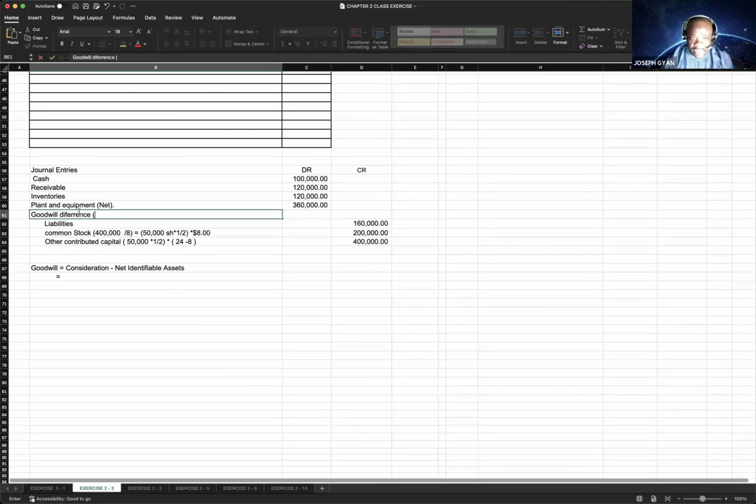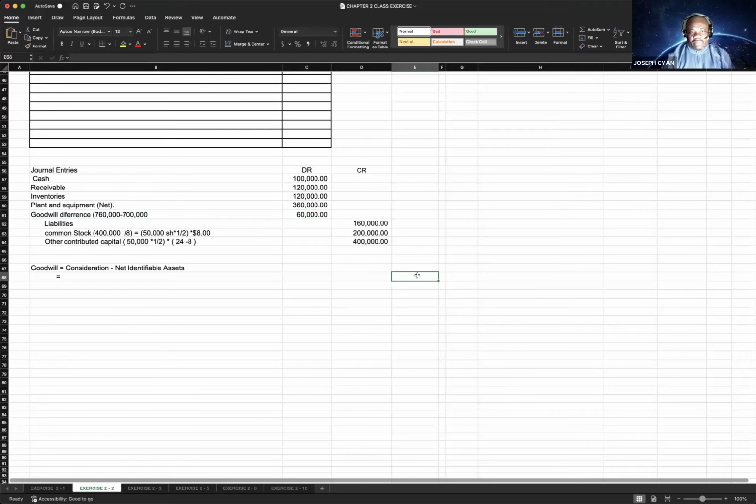So you guys said 770. No, it's 700,000 for the debit side, and the credit side is 760,000. So the difference is the goodwill. The 60,000 is the goodwill.